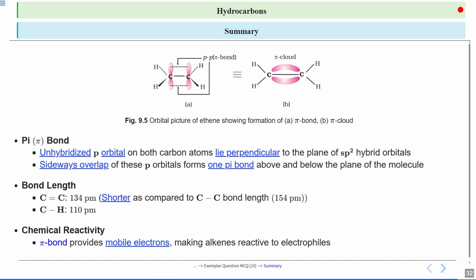Why? Because although the overall strength of the C double bond C is greater than the C single bond C, the individual pi bond is very much reactive due to the presence of mobile electrons, which allows it to do addition reactions. So they can act as a nucleophile and they can undergo addition reactions forming single bond compounds.